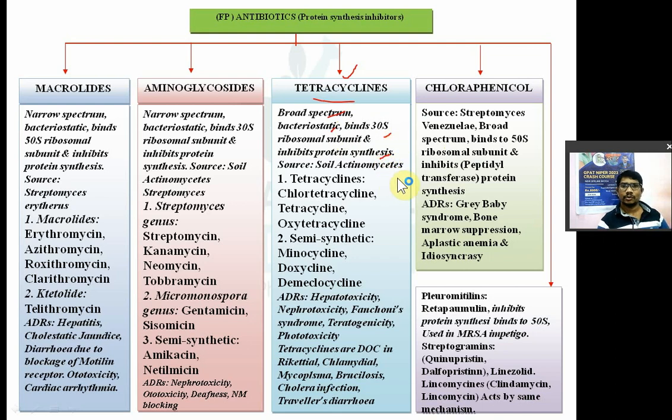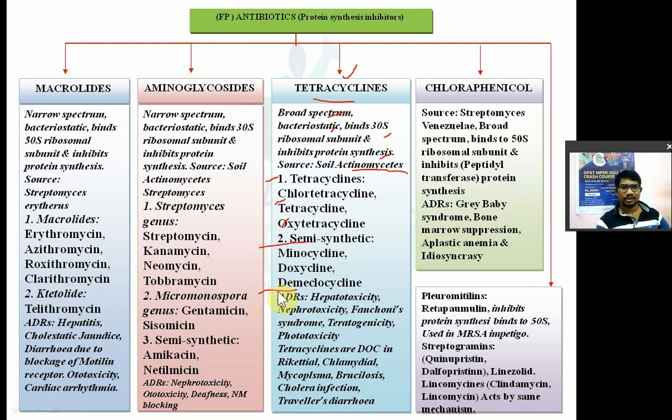Right. Now, ये कहाँ से मिलता है? What is the source? Again, they are from soil actinomycetes. Source is soil. Now, in tetracyclines you have tetracycline, chlortetracycline, oxytetracycline. So you can remember OTC drugs, but they are not OTC drugs. The trick is OTC: oxytetracycline, tetracycline and chlortetracycline. Now the semi-synthetic tetracycline derivatives come second. In that you have minocycline, doxycycline and demeclocycline.